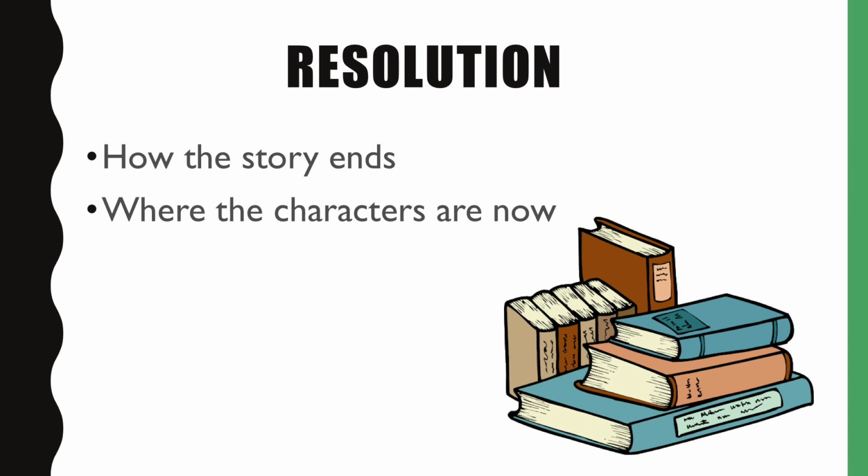And now the story reaches its resolution. It's how the story ends and where the characters are now. The star-crossed lovers Romeo and Juliet have died, and many more people have as well. The families, Montagues and Capulets, decide to end their feud and try and find peace after so much death and destruction.